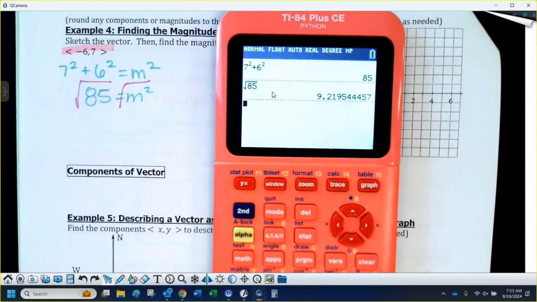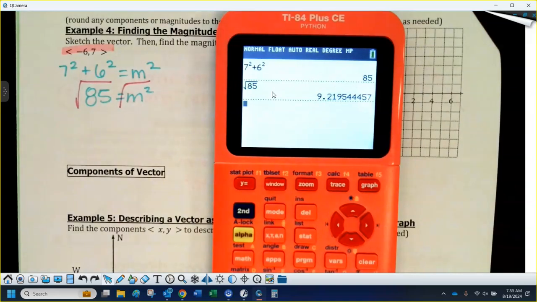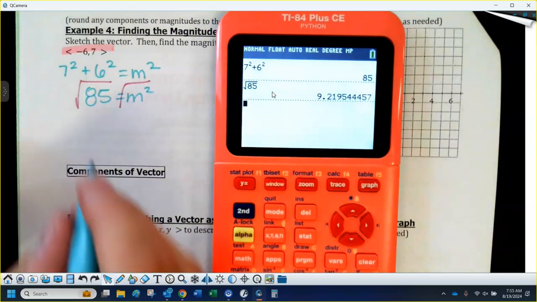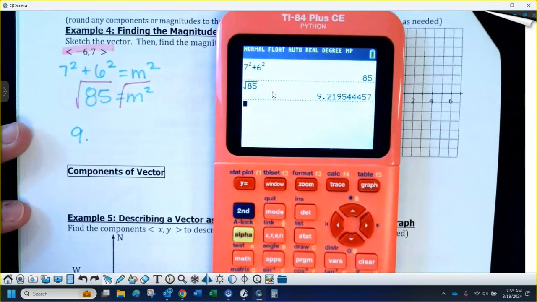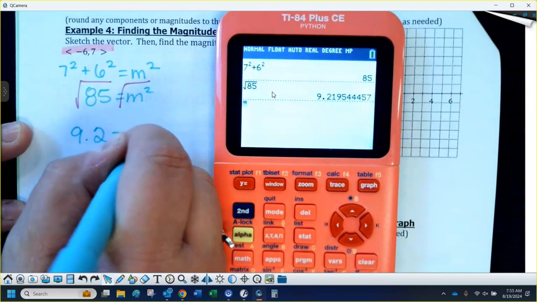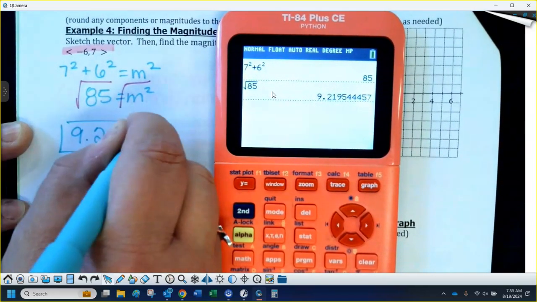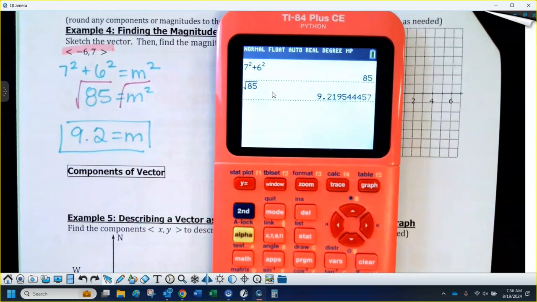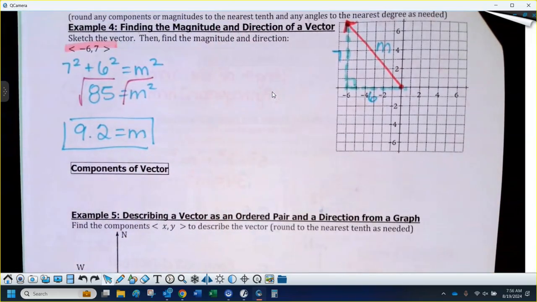And I'm just going to go 1 decimal place after the decimal sign. So I'm going to 9 point, then I have a 2, 1. So what would you round this to? 9 point what? 2. Perfect. So that's your magnitude. That's just the length of the arrow. That's all that is. And then we're going to talk about how to find the direction.